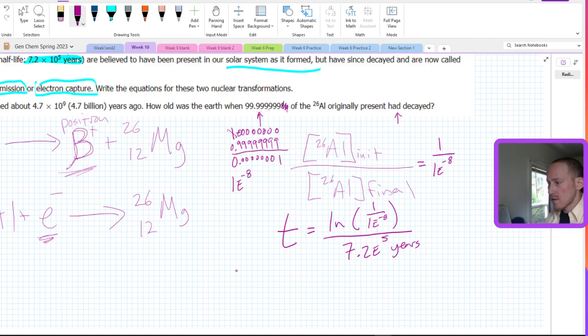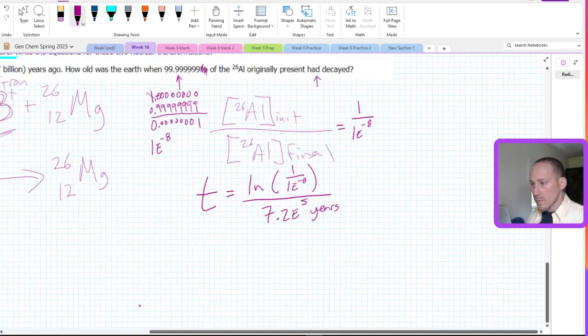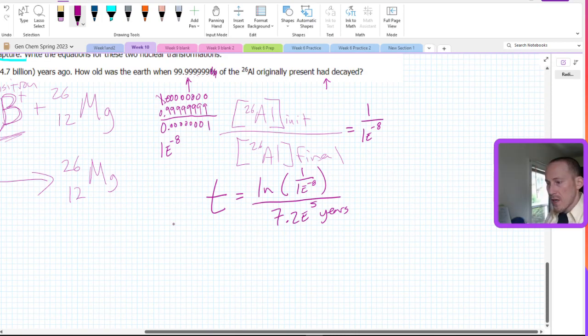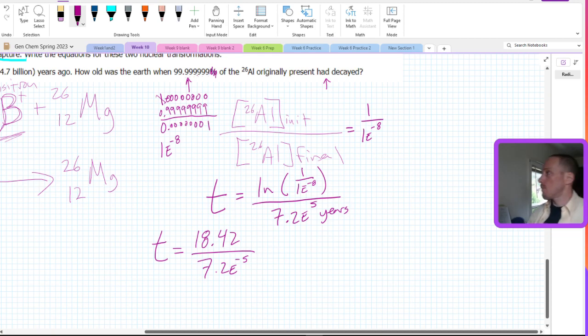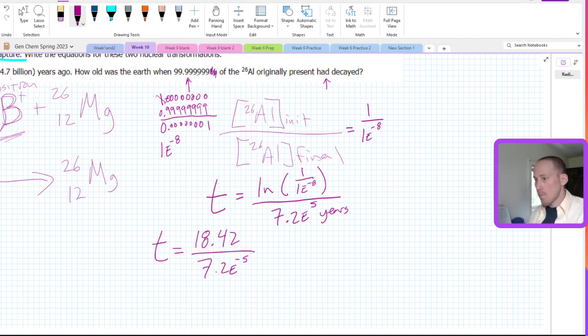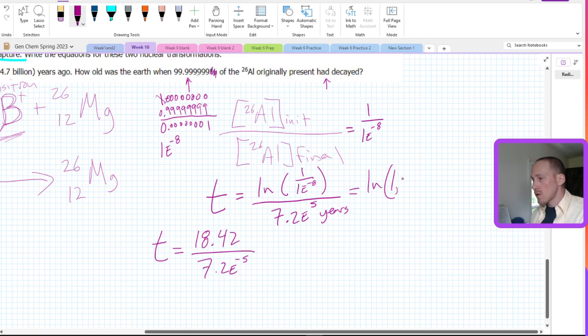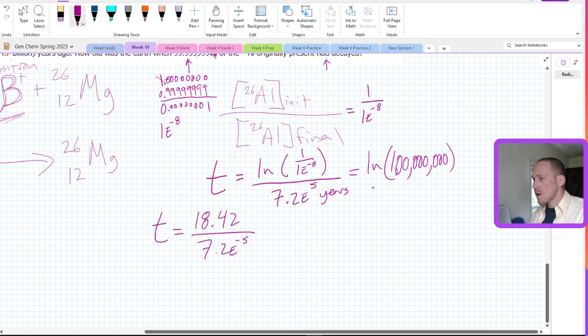So that gives us that the time that has passed for that much of it to decay equals 18.42 divided by 7.2 times 10 to the minus 5. Actually, just as this equals the natural log of 100. Oops, is that 100 billion? No, that's 100 million. That's what that was. Over.